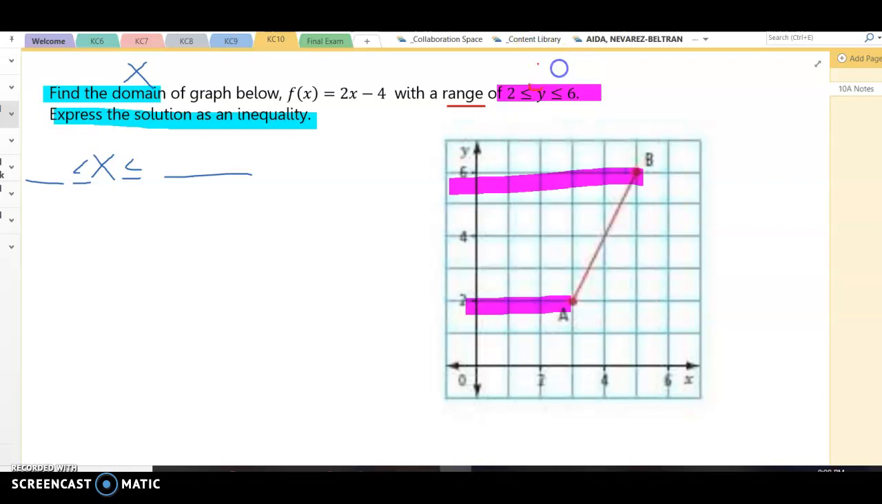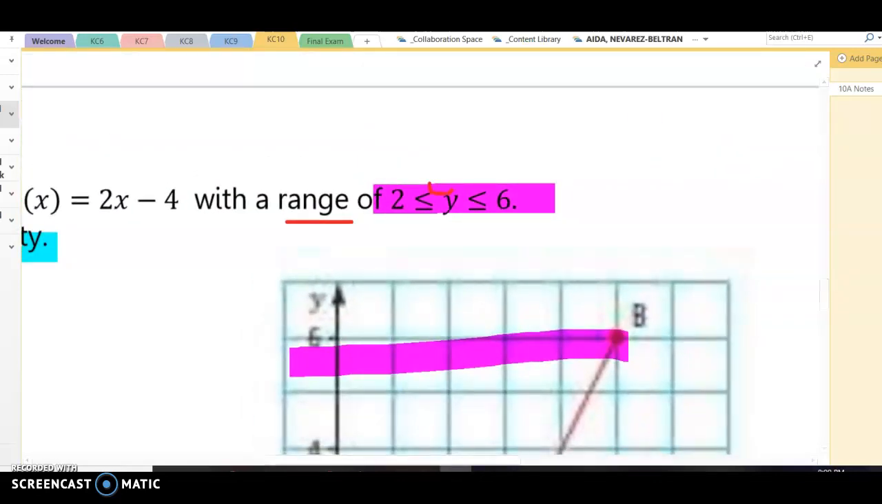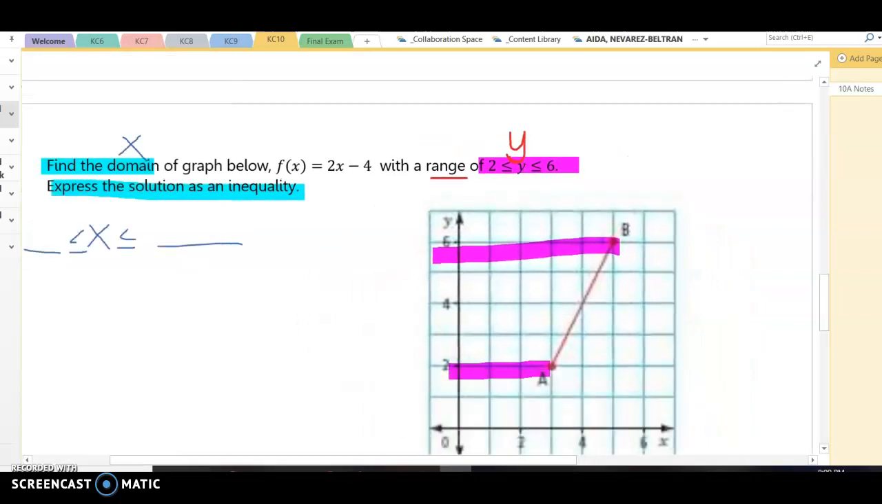Holy cow, this thing really won't write. It's supposed to be a y, y'all. There we go.